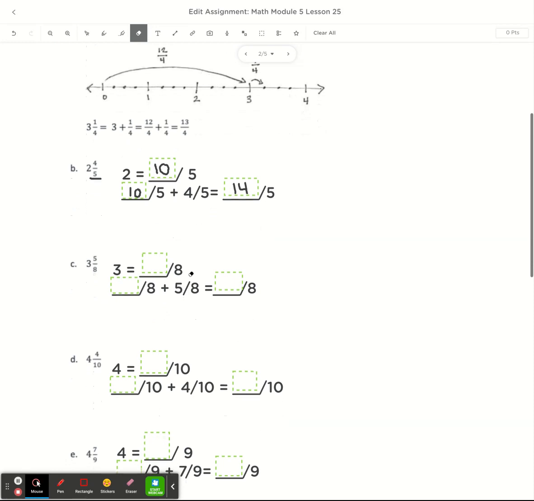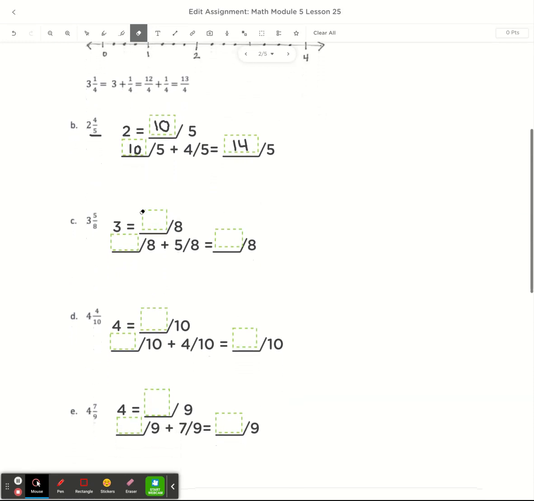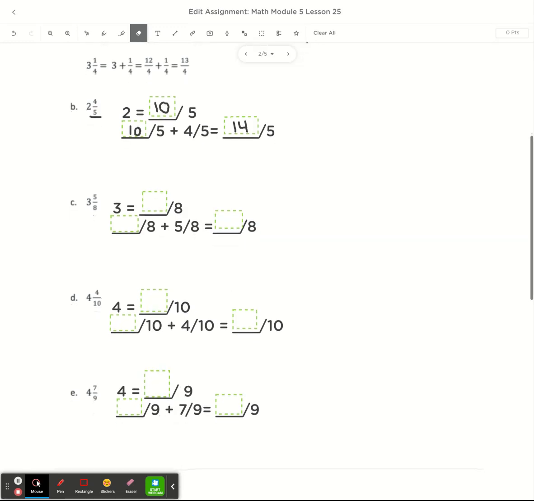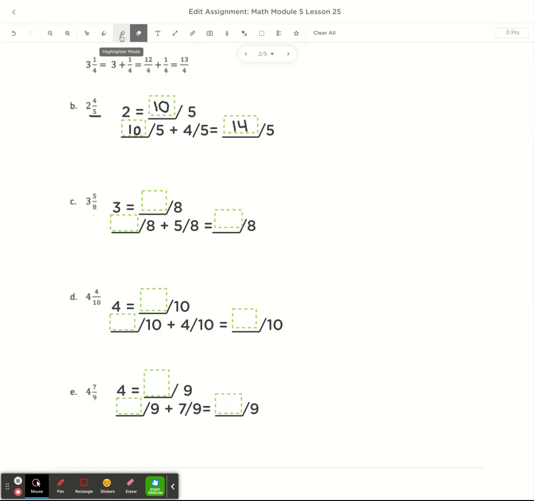And that's basically all we're doing with this lesson. On slide 2, this is written out so you guys can see it step by step. But on slide 3, you'll see it's not written out for you, so you just solve it in whatever way works for you. So let's keep on going with problem C.